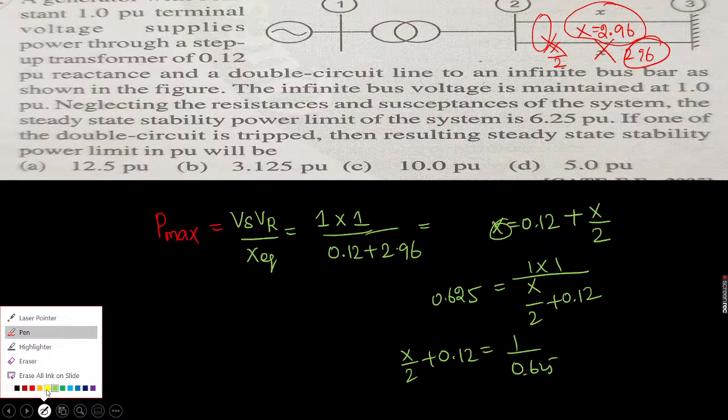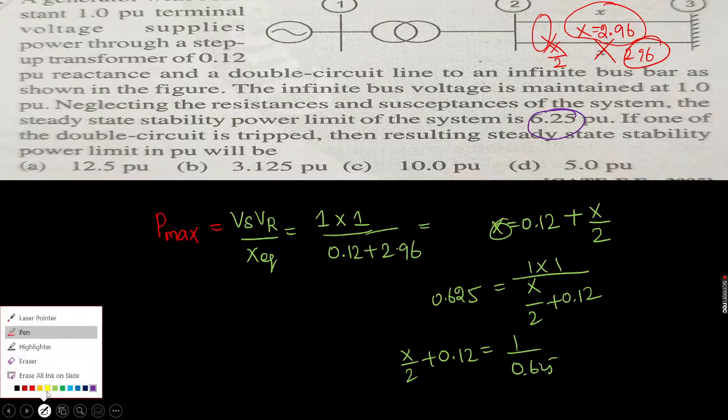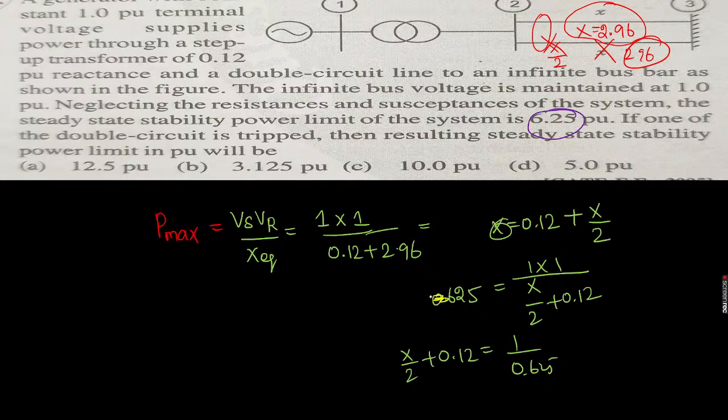Okay guys, only now have I noticed. Sorry, the power transfer ability is 6.25, right? I took 0.625. Sorry, that is the mistake. That is 6.25. Please correct it. So 1 divided by 6.25 minus 0.12, into 2. So I'm getting reactance X equal to 0.08 only. I made a mistake. Forgive me. So here we have to substitute 0.08.